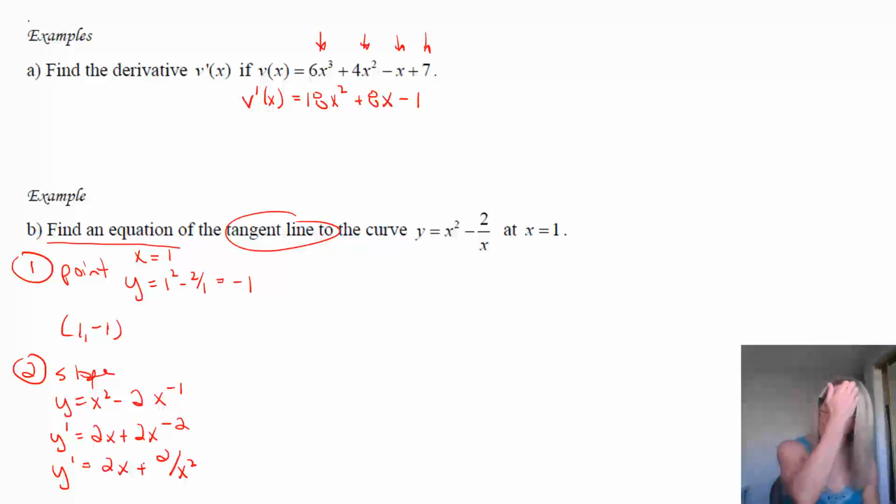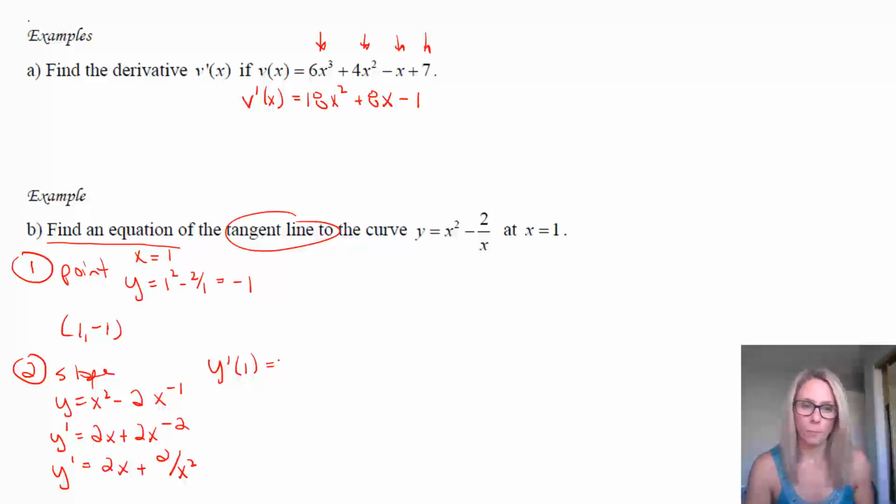So the 2 is positive. It has no negative exponent on it. So that's going to be in the numerator. So we are almost there. The only thing we need to do, of course, is find out, well, what is the slope at 1? What we found was the slope at any point on that curve. Now we need the slope at 1.